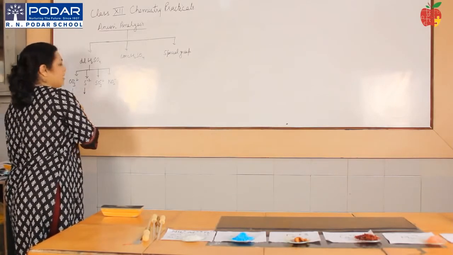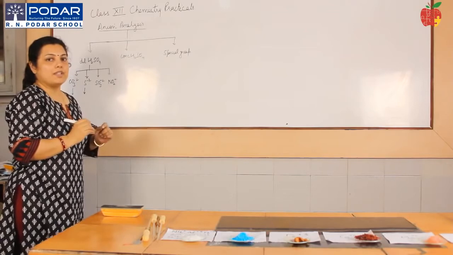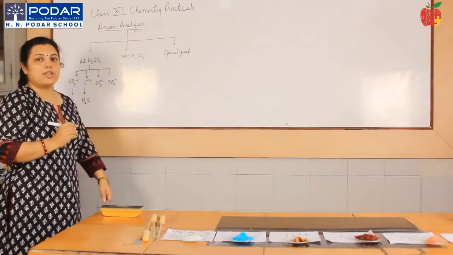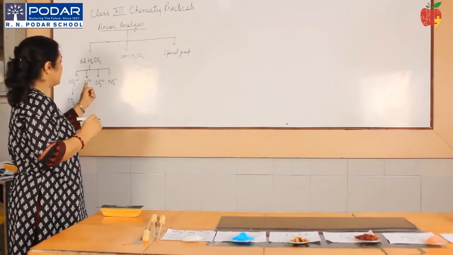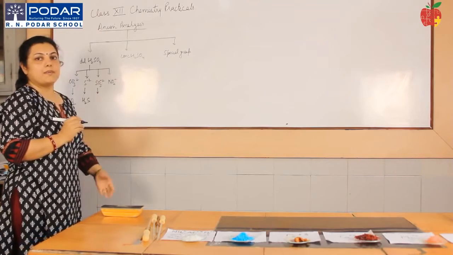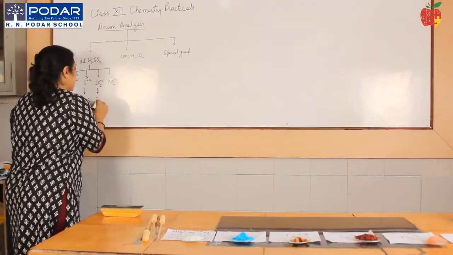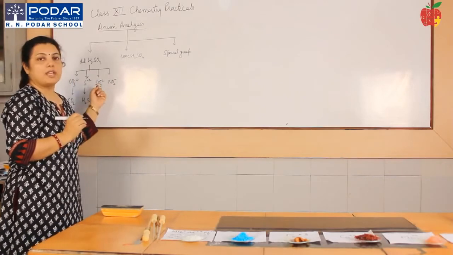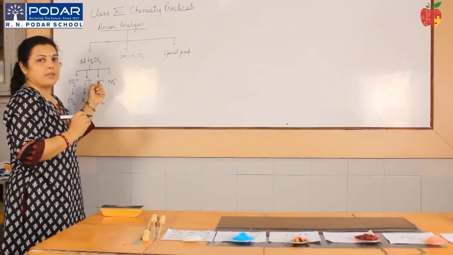In case you have a colorless gas with the smell of rotten eggs, then it could be due to H2S. Therefore, the anion present could be your sulfide. If you have a colorless gas with a pungent smell, then it could be your SO2. And if SO2 is being evolved, you can deduce that sulfite may be present.